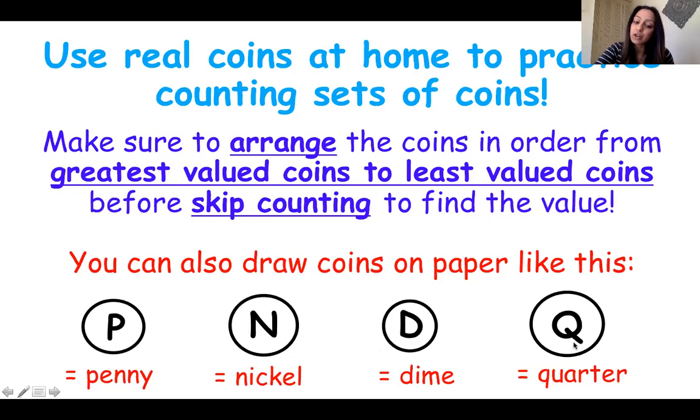If you look really closely, you'll see that all my circles are a different size to kind of match the size of the actual coin, right? Dimes are the smallest size coin that we know. And then pennies are the next smallest. Then nickels are a little bit bigger. And then quarters are the biggest sized coins. So try to see if when you draw coins, you can draw them almost the size that they actually really are.